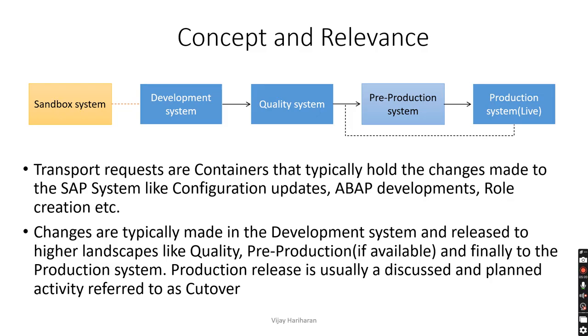That depends on how the basis has designed their architecture, how they would like to take this forward. But usually from quality to pre-production or production is also a planned activity that doesn't happen immediately. There are criteria that need to be signed off.